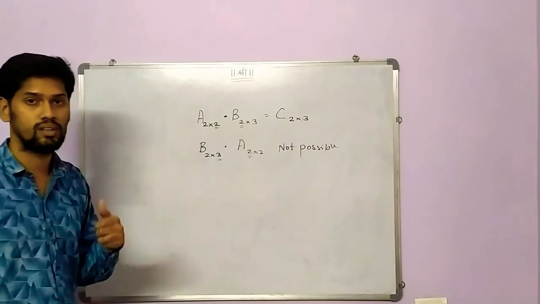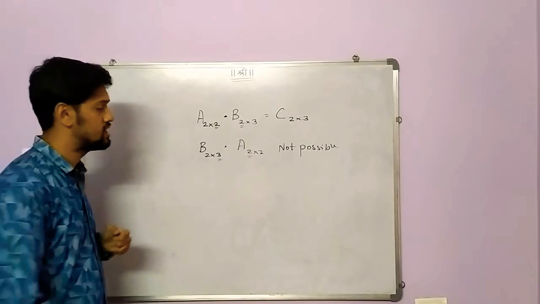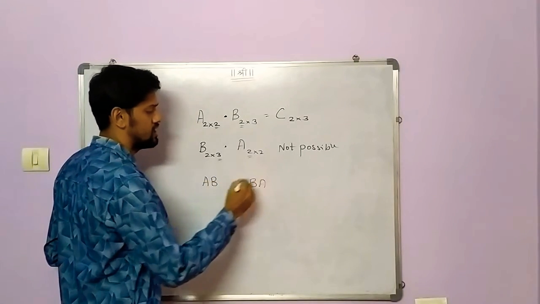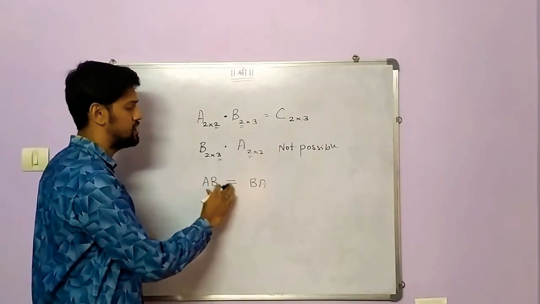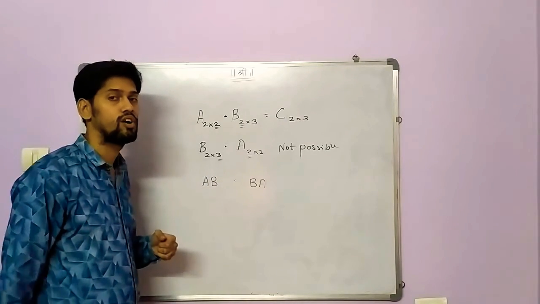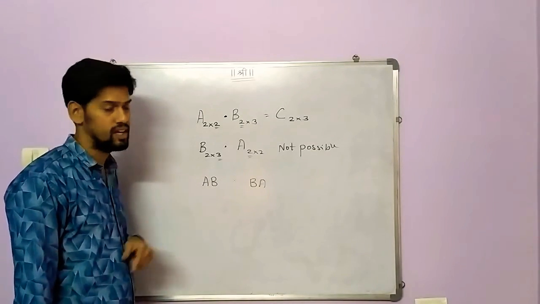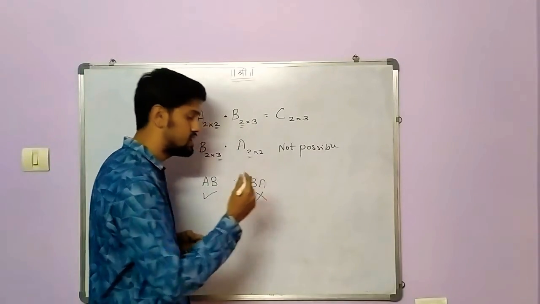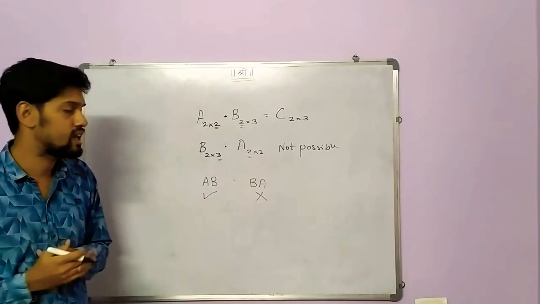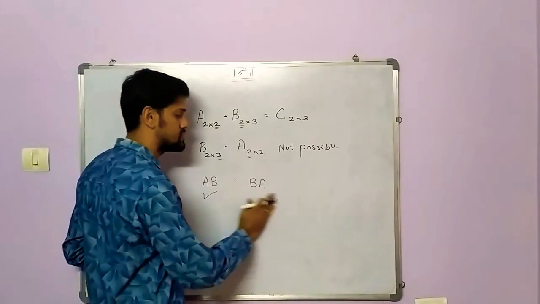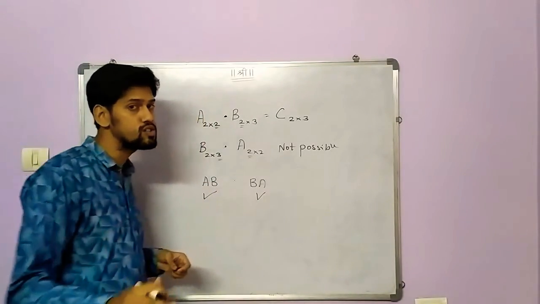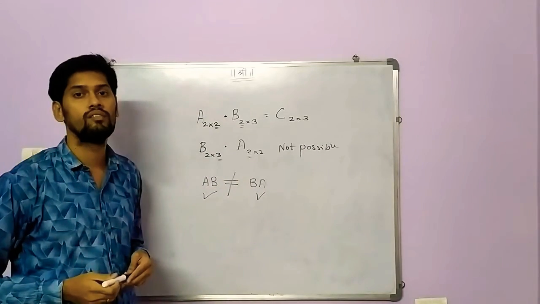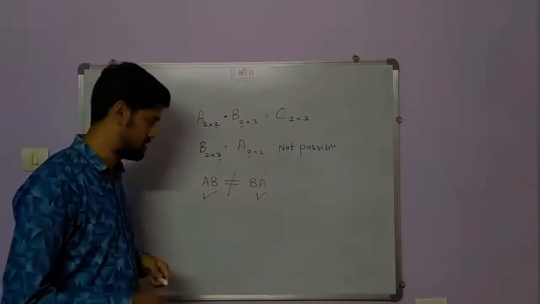This brings us to an important conclusion, that is, A into B and B into A both need not be equal. It may so happen that A into B is possible, but B into A is not possible. Or it can happen that A into B is possible, B into A is also possible, but they are not equal. We will see that in the next example.